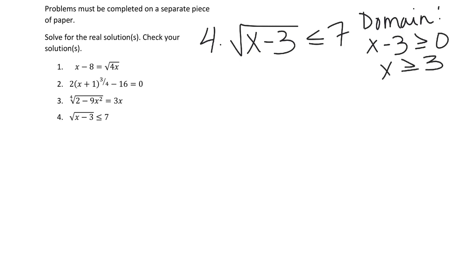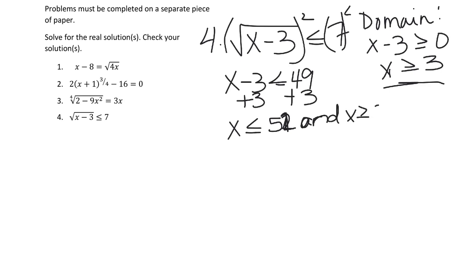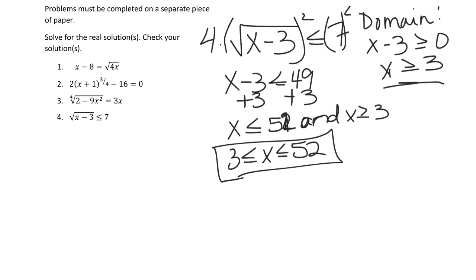Add 3 to both sides. So we're going to add that in when we're done. So then we're going to square both sides of the equation. I get x minus 3 less than or equal to 49. Add 3 to both sides. X is less than or equal to 52. And then we're going to say and it has to be greater than or equal to 3. So we write that in one sentence. 3 less than or equal to x less than or equal to 52. And that's our final answer.